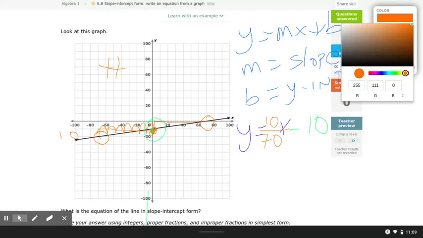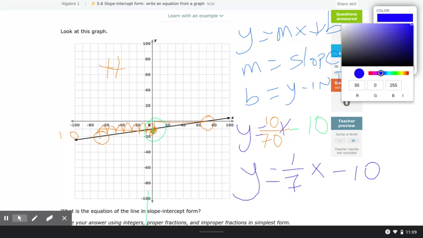My slope is positive because I'm going up and right. Up is positive, right is positive. When I reduce this, I have y equals 10 over 70, which reduces to 1 over 7, x minus 10. And that is going to be my equation.